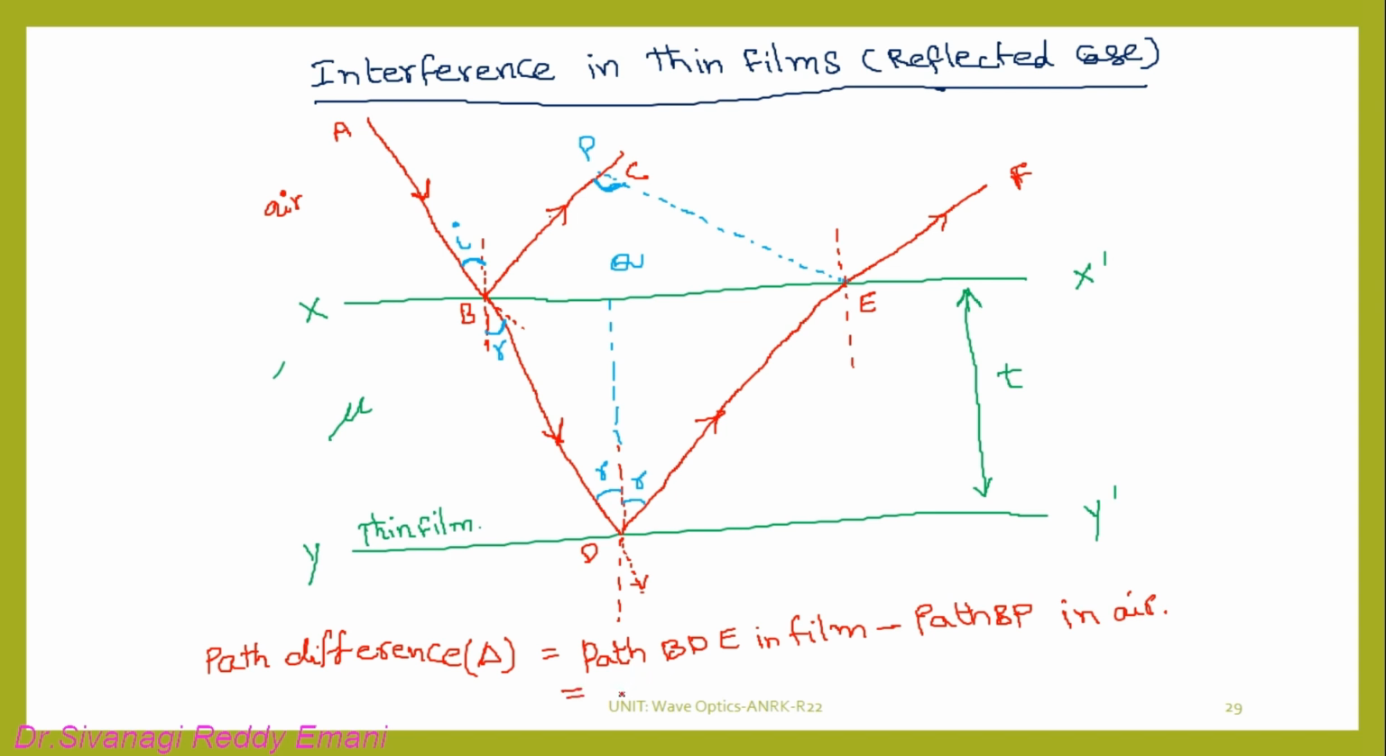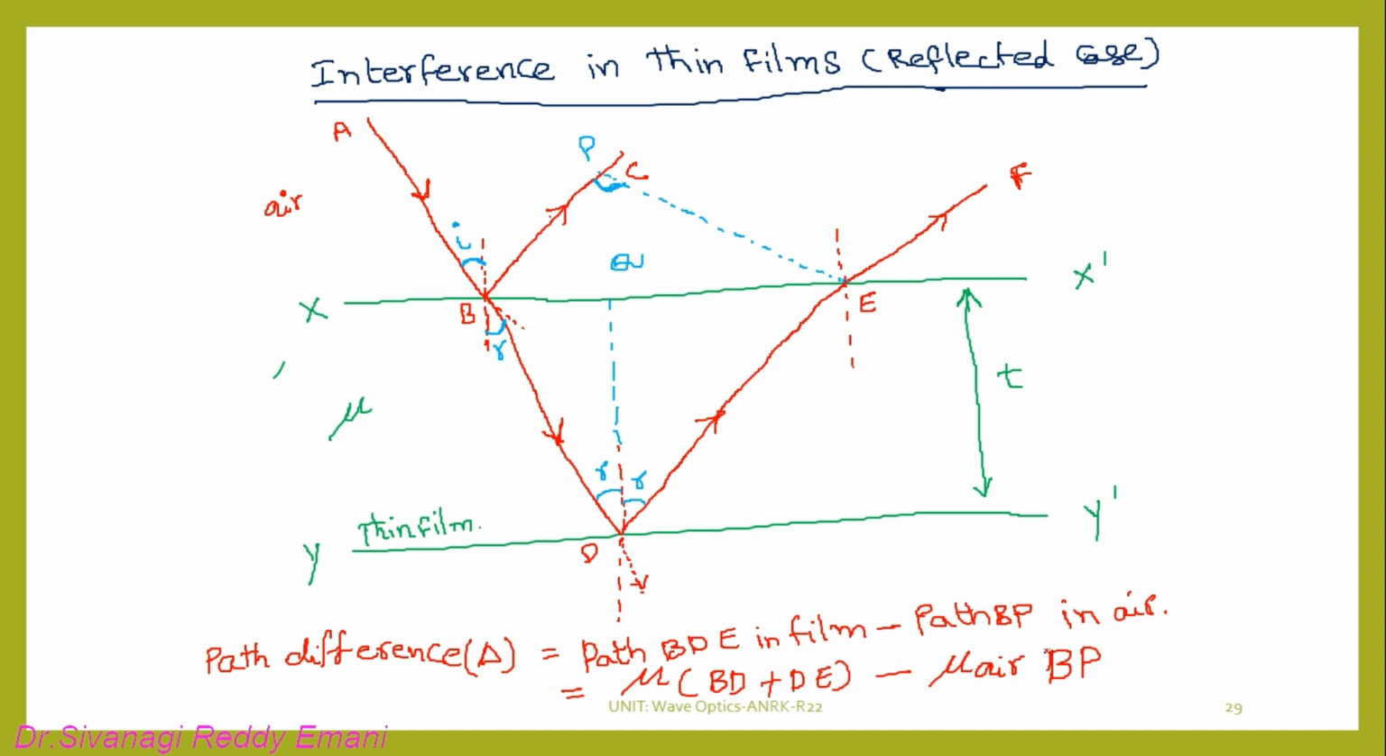Simply, the path difference will be equal to mu into (BD plus DE). Mu is the refractive index of the film, into the ray path it covered. So mu into (BD plus DE), that is the path BDE in the film, minus mu air into BP. BP means the distance it covered. Now we have to calculate these values, BD, DE and BP.